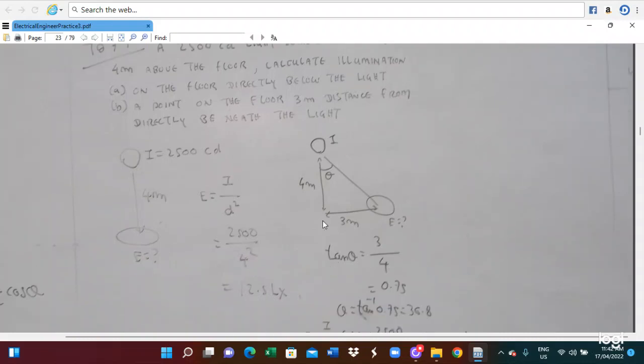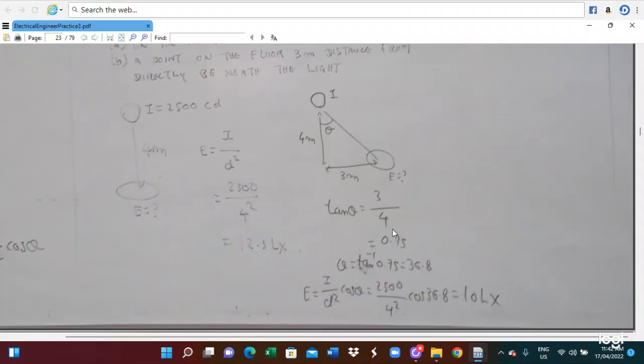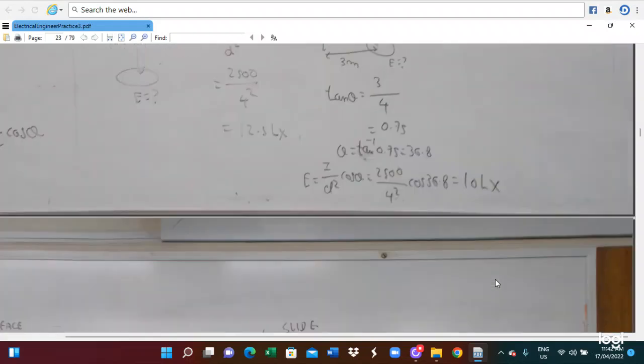And then also this angle theta needs to be calculated. This is the opposite side, 3 meters, and the adjacent side, 4 meters. So tan theta is 3 by 4, so theta is tangent inverse of 3 by 4, you got that, that is 6 by 8. So E equals I by d squared cos theta, so 2500 by 4 squared, and you got that this is by 8, so you get 10 lux, you can calculate that.